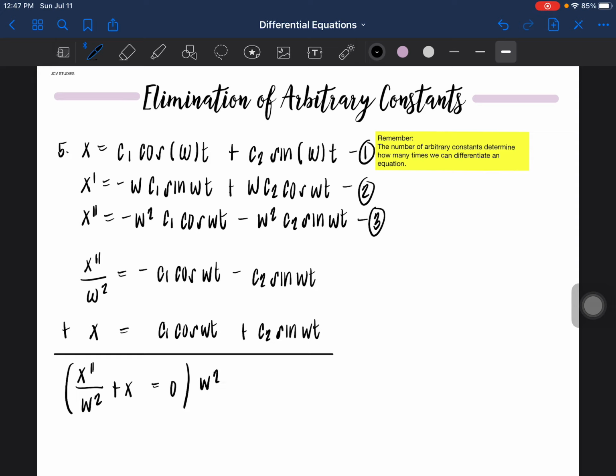omega squared. So we'll have x double prime plus omega squared x is equal to 0, and this is going to be our final answer.